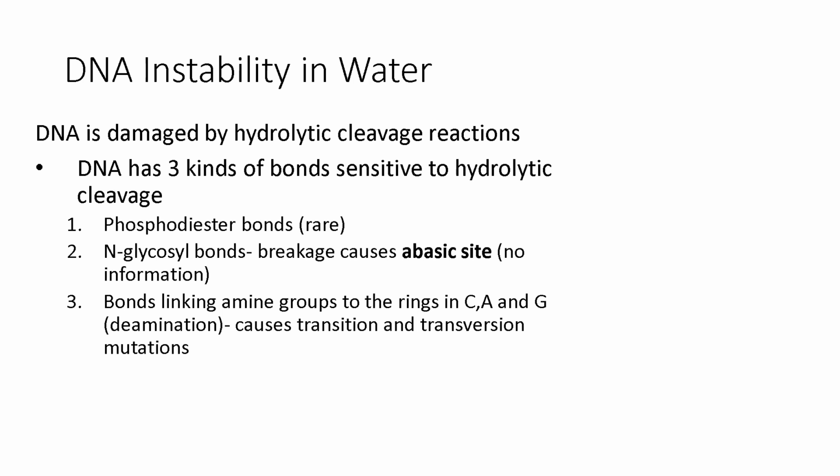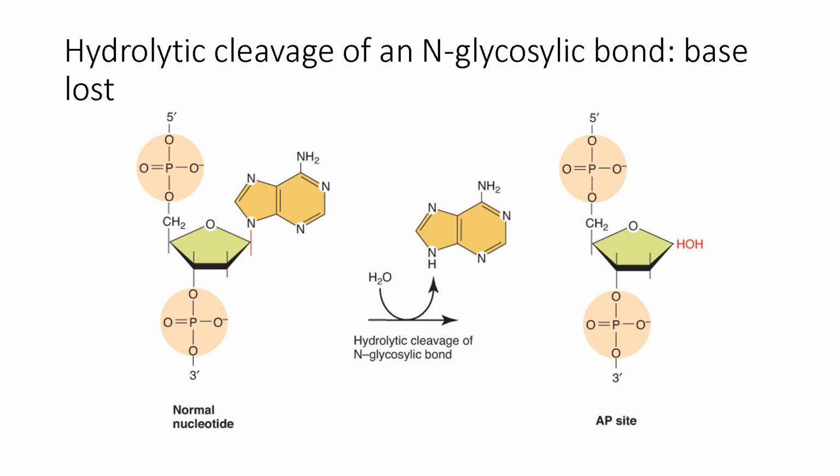When an N-glycosyl bond is hydrolytically cleaved, the base is lost, creating an abasic site. These sites lack coding information and present a significant problem for DNA polymerases, which may stall or incorporate incorrect bases during replication. Cells must recognize and repair such damage promptly to avoid mutations.